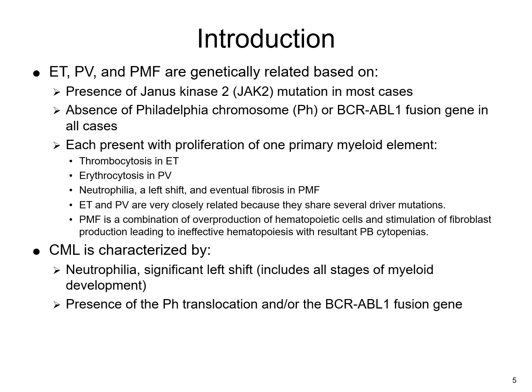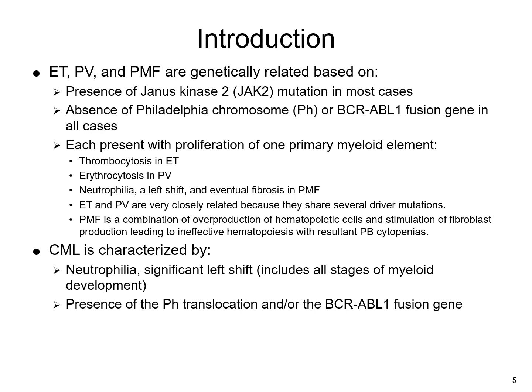Each presents with a proliferation of one of the primary myeloid elements. With essential thrombocythemia, you're going to have thrombocytosis. With polycythemia vera, you're going to have erythrocytosis. And within primary myelofibrosis, you will start having a left shift, and the neutrophil line will be affected.